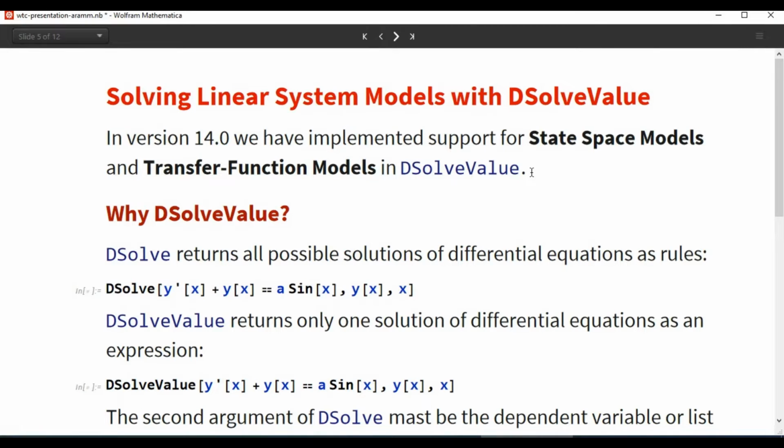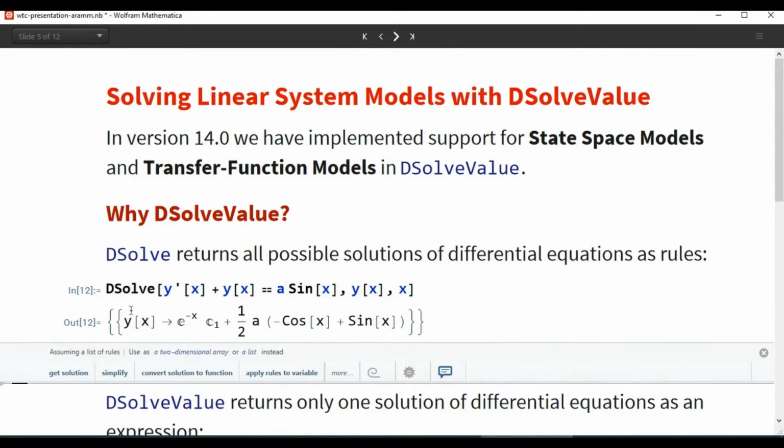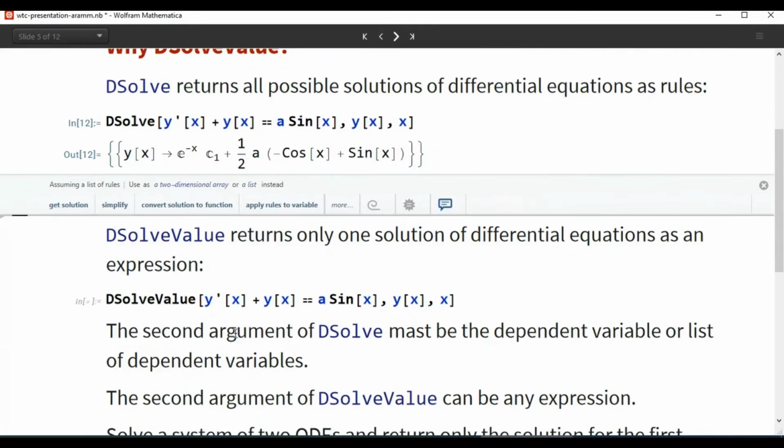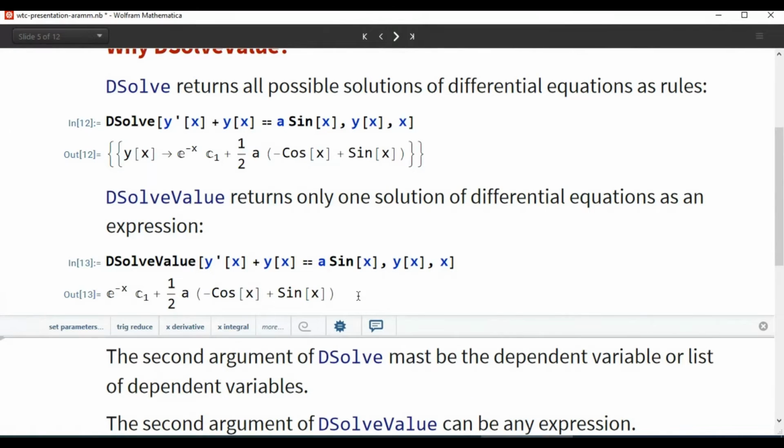But before we continue, I want to answer one question. Why DSolveValue and not DSolve? As you know, there are two main functions for solving differential equations in Mathematica, DSolve and DSolveValue. For the case of DSolve, we always get all possible solutions of differential equations in most general forms as rules. For example, if we want to solve this differential equation using DSolve, we will get this type of expression, which is a rule. y of x goes to some expression, which is the general solution of the differential equation. And if we try to solve the same equation using DSolveValue, we will get only the solution as an expression, not a rule. But this is not the main difference between DSolve and DSolveValue.